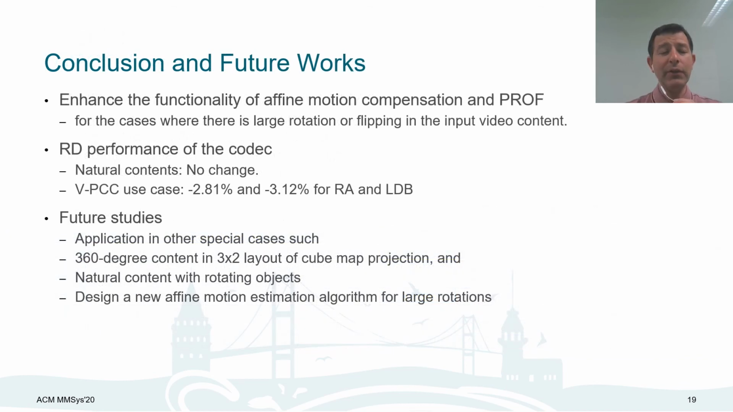As a conclusion, in this work we fixed PROF and affine for the case where there is large rotation. There is good gain for the VPCC application. For future study, we will try the same method for different content, like natural content. We will try to modify the motion estimation so that we can have similar gain, or part of the gain, in natural content, or different types of content like cube map projection. There is also rotation there, and we will try to test this method on that.